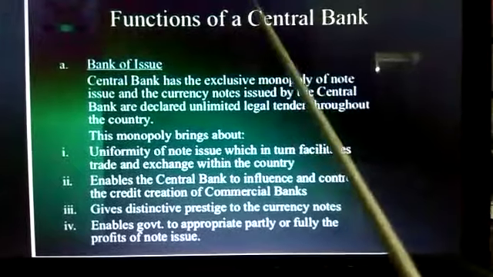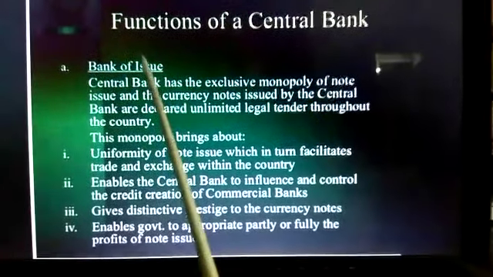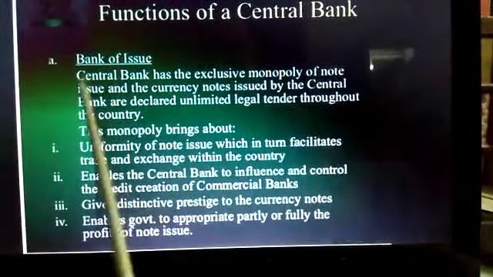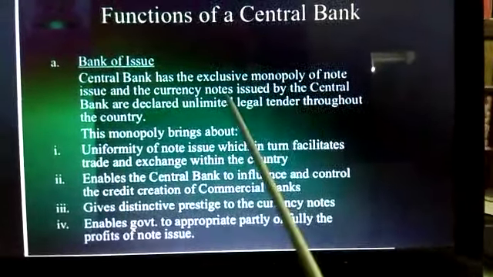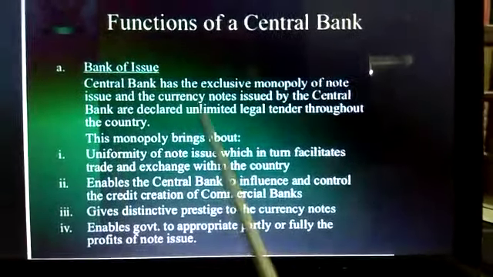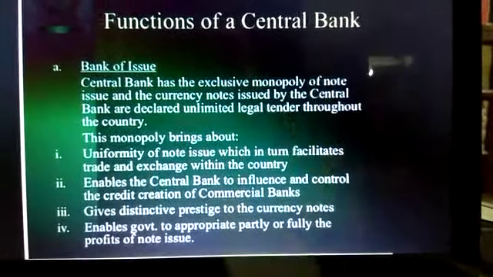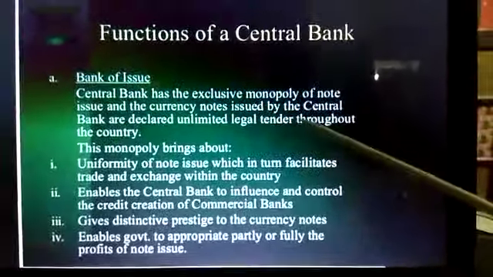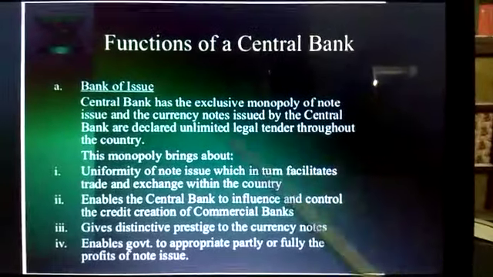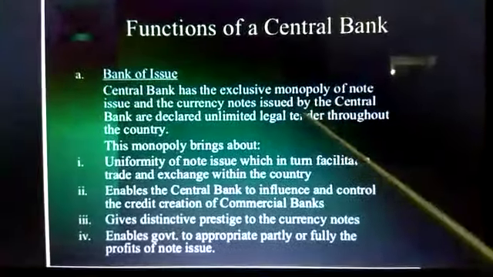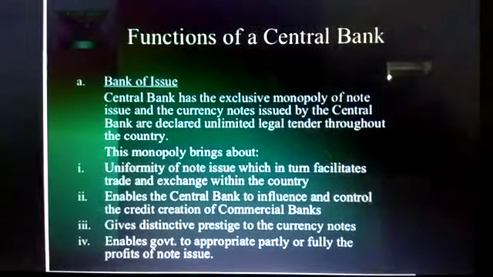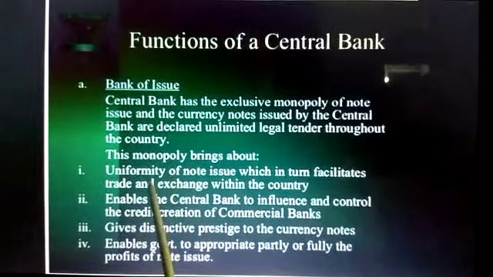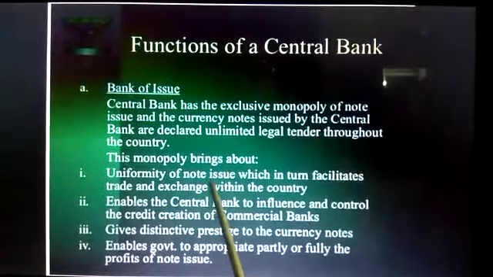The first and the most important function of the central bank is that it acts as a bank of issue. Issue means it prints notes. It has the monopoly of note issue, and currency notes issued by the central bank are declared unlimited legal tender throughout the country. The central bank is the only one who has the right to print notes, and the notes printed by it have unlimited legal tender. That means it can be used up to any extent. This monopoly brings about uniformity of note issue. That means each note printed is exactly homogeneous.